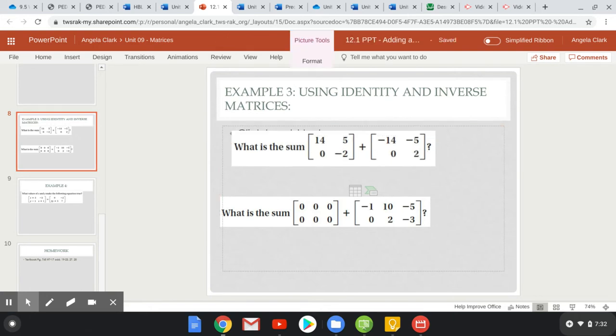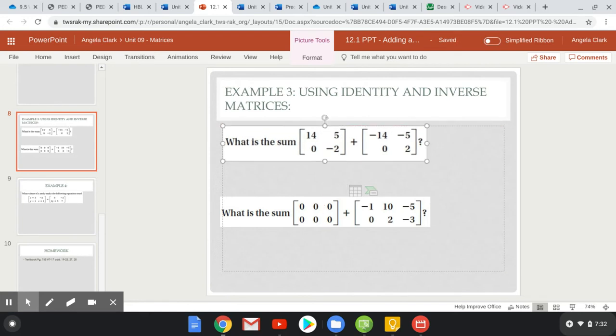So these are additive inverses. If I add them, I'm going to get the 0 matrix. Ta-da. So if you have two additive inverses and you add them, you're going to get the 0 matrix.